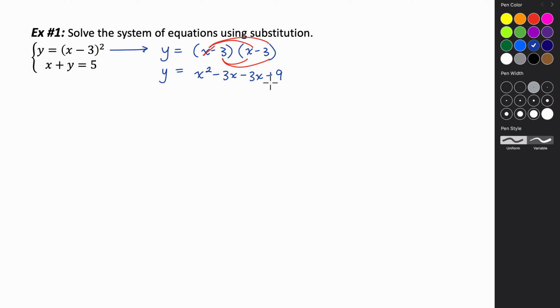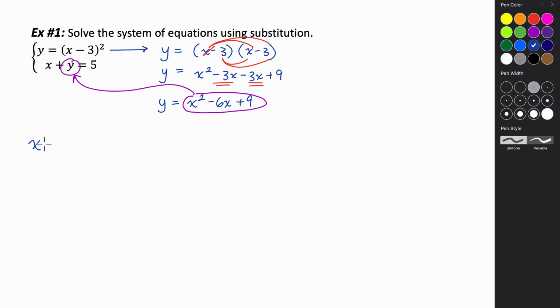So we have y equals this. So now we're going to combine our like terms, which we have here, giving us y equals x squared minus 6x plus 9. Now, if you recall, when trying to solve using substitution, we needed one of our equations to have one of its variables isolated. We have that here with this quadratic. So we have this quantity that represents y. And so we're going to take that and substitute it into the y in our other equation.